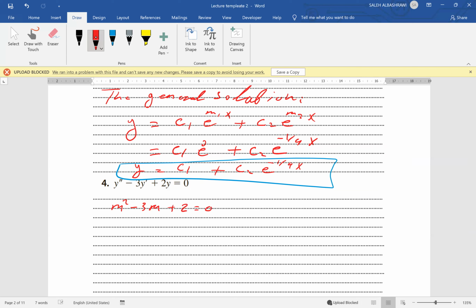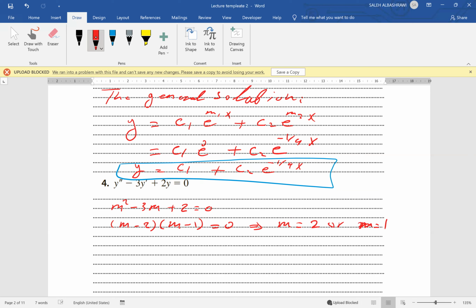So solve the given quadratic equation by factoring. This can be written as m minus 2 multiplied by m minus 1 equal to 0, which will give me either m equal to 2 or m equal to 1. So we have two distinct roots for the quadratic equation.